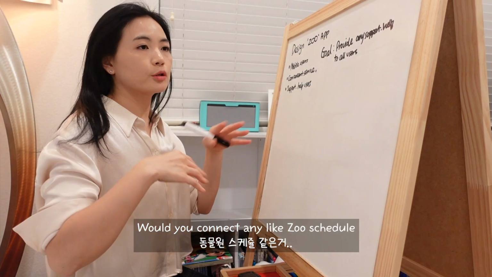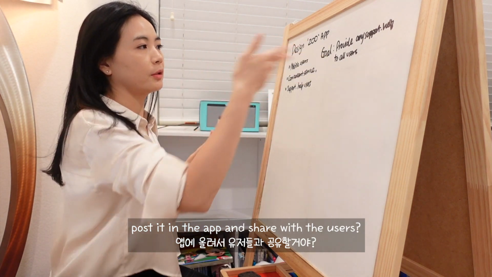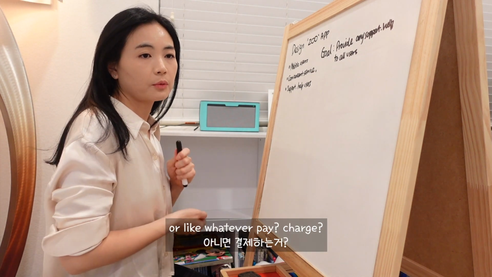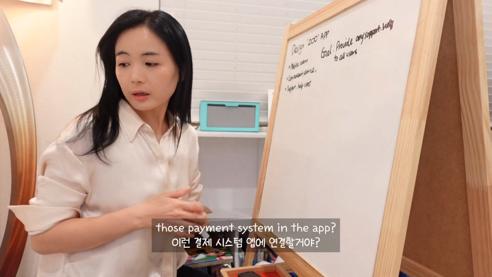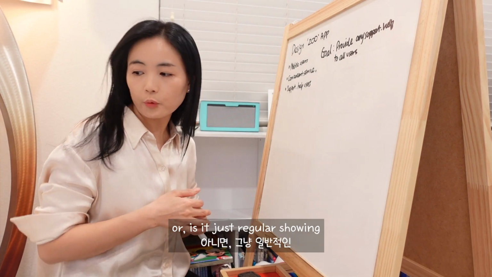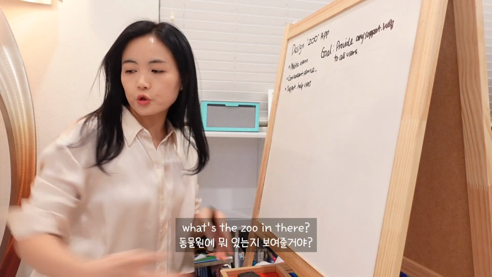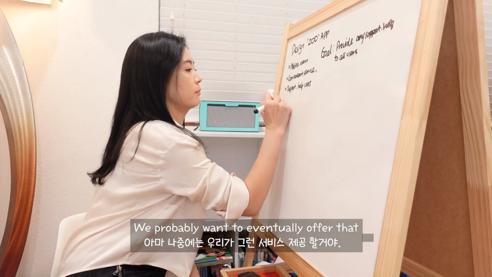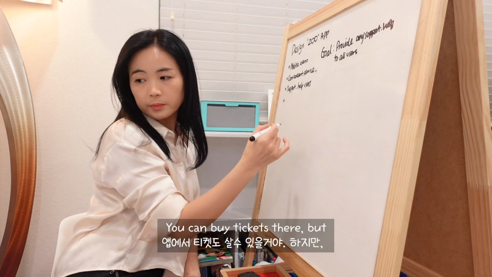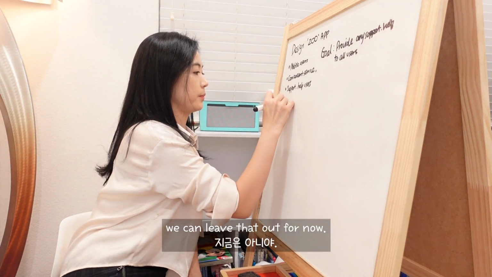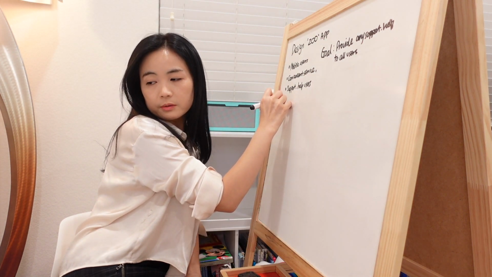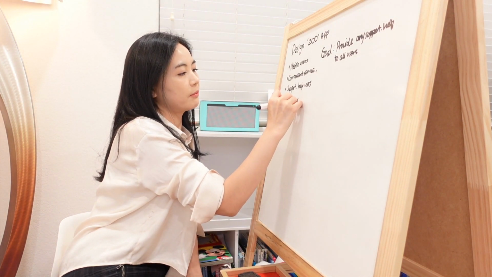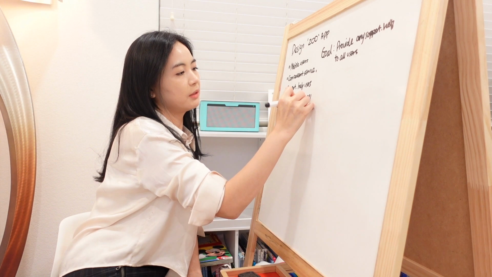Would you connect any zoo schedule you post in the app and then share with the user, and then maybe booking? Do you provide a booking system or any payment system in the app, or is it just a regular information app showing what's in the zoo? We probably want to eventually offer that you can buy tickets there, but we can leave that out for now. So you don't buy tickets right now. Now it's just the informative app, right? We just provide the information.